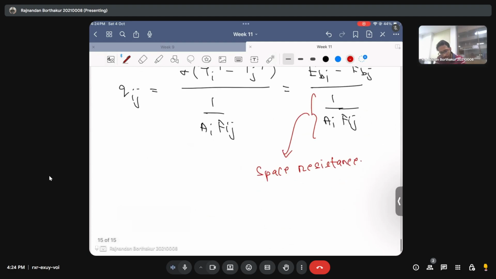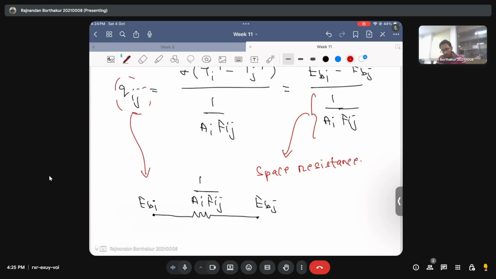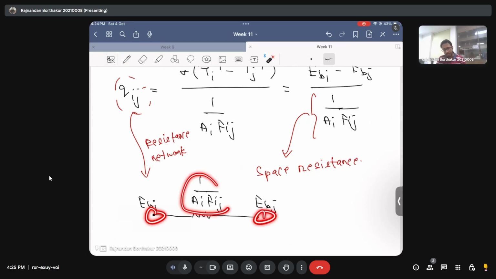And then you can now form a resistance network between the two nodes. Now there will be these emissive power nodes, which will be Ebi and Ebj, and this resistance is nothing but 1 by Ai Fij. So equivalently, you can write the net radiation exchange in the form of a resistance network for black bodies at least. And now you have these two emissive power nodes, and the resistance is 1 by Ai Fij, and this resistance, as I said, is known as the space resistance because it arises basically due to the space.